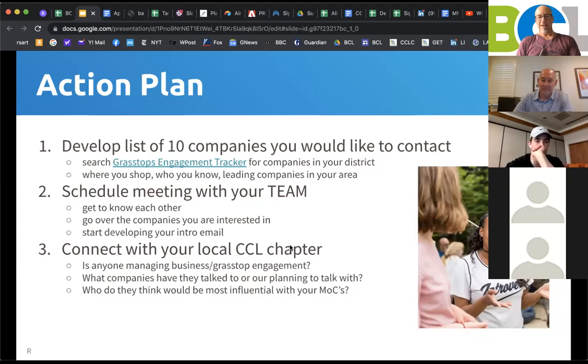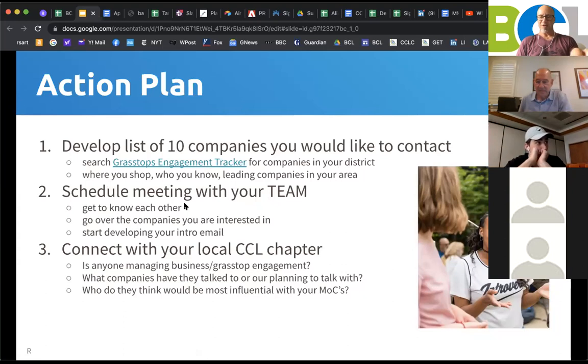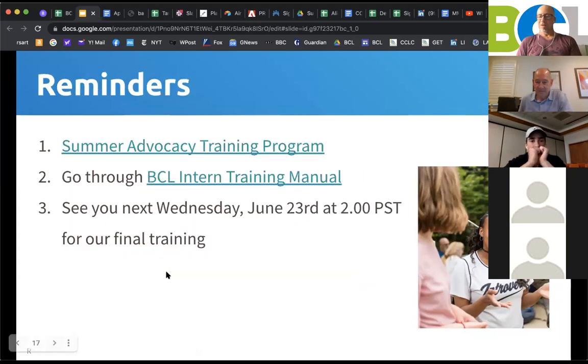Recapping what we did last week: still working on companies and contacts that you put on the spreadsheet, making sure that they're in the Grass Tops engagement tracker, scheduling a meeting with your team if you haven't done so already to start talking about companies, working on your draft emails, and making sure you're connected with your local CCL chapter. Okay. So with that, feel free to take off if you need to. If you do have other questions that you want to talk about now, let us know.